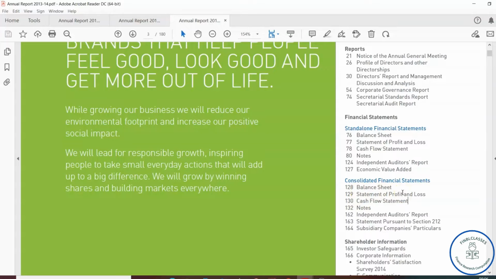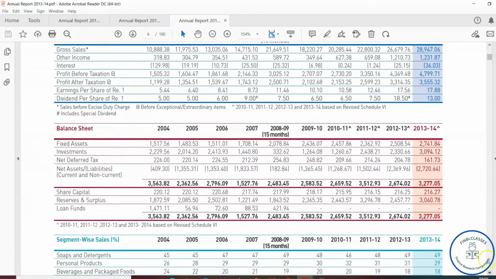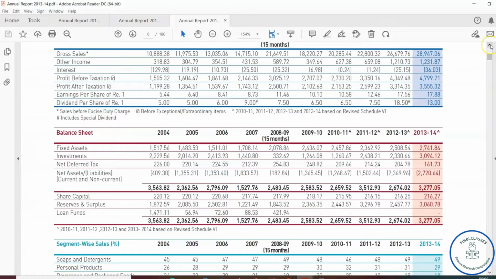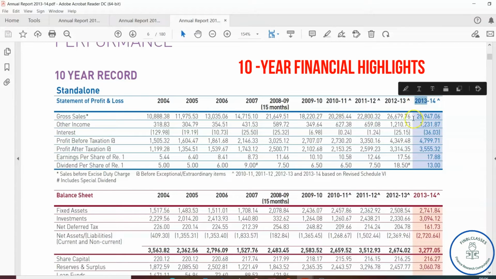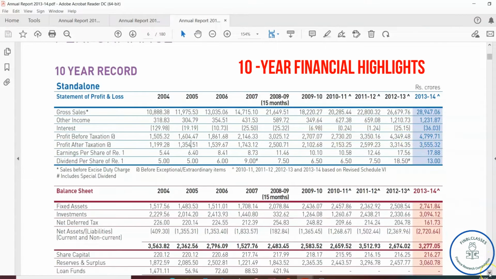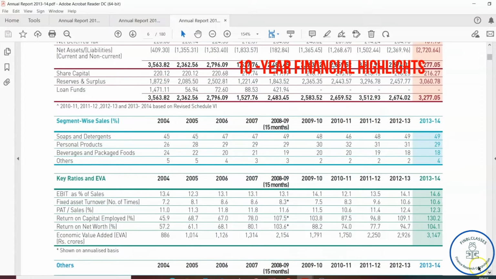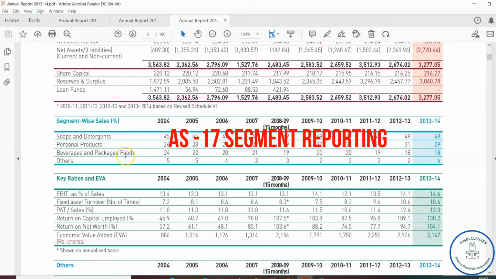Now when I drag down, we find these are the past financial highlights that they have given: the 10-year record. Here we find that the gross sales in year 2013-14 is 28,947.06 crores, right? Then you have the profit before tax, PBT, at 4,799.71 crores. Then you drag it down and you find the segment-wise sales also: soaps and detergents, personal products, beverages and packaged foods, and others.